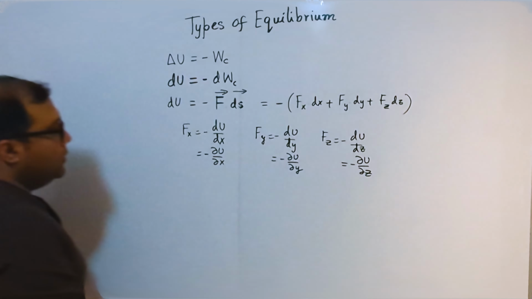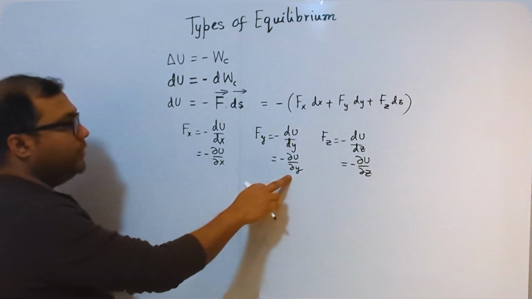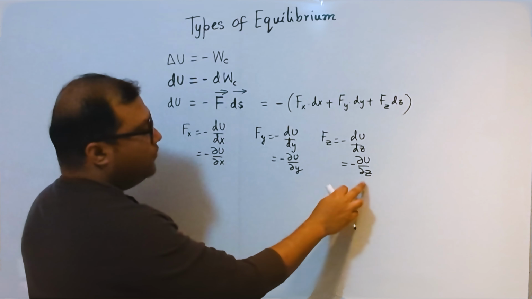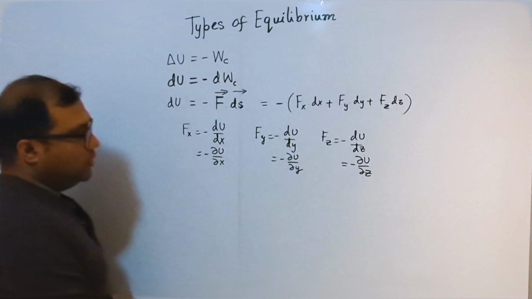So we are differentiating u with respect to x, treating y and z as constants. Similarly, differentiating u with respect to y, treating x and z as constants, and differentiating u with respect to z, treating y and x as constants.